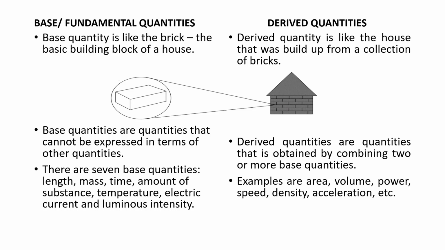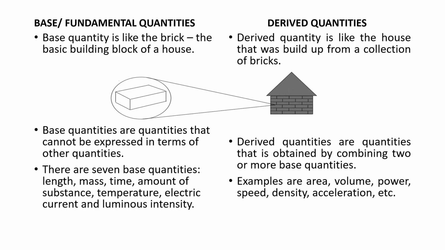To get volume, how many of the base quantities do you need? No doubt 3. For example, the volume of a cube. A cube has the same size on all sides. So to get the volume of a cube, you have length times length times length. So you get length cubed, isn't it? So 3 of the base quantity, which is length, will give you the derived quantity volume.